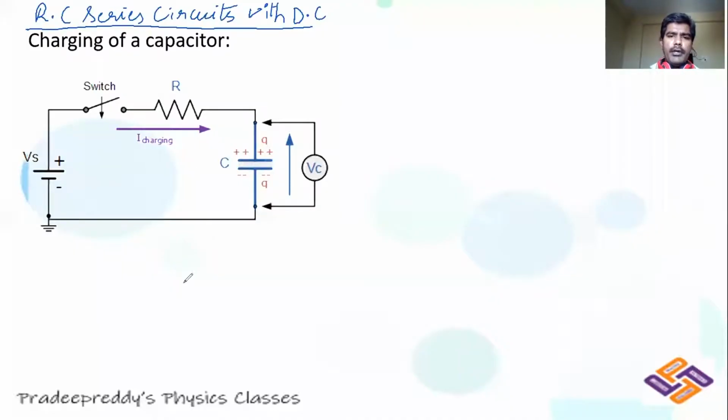Students, this is the most important topic of capacitors. In this, what we do is, you are introducing a resistor. So far we have not yet talked about resistor. Now we are introducing a resistor in the path of the charge flow through the capacitor, right?